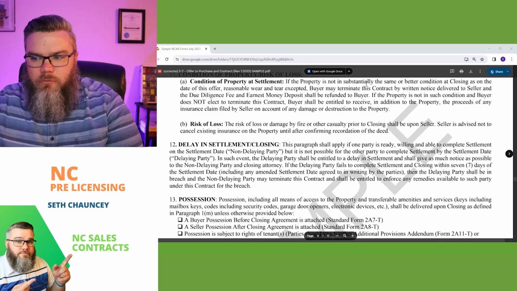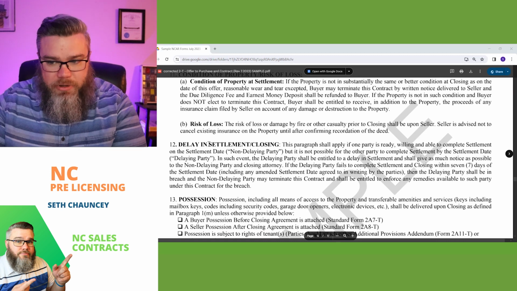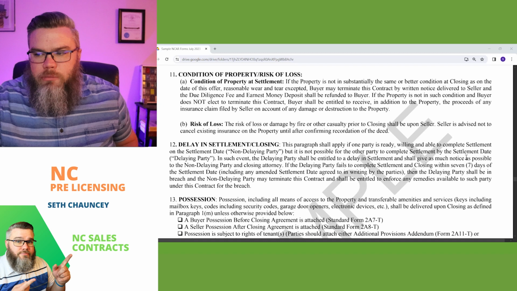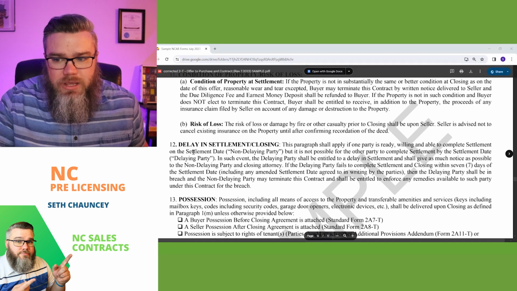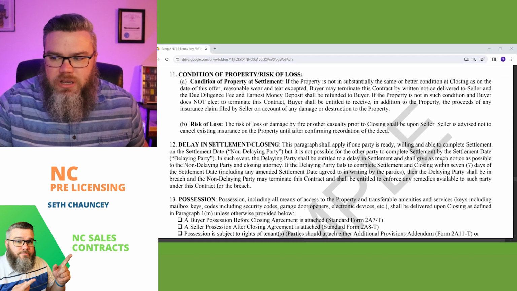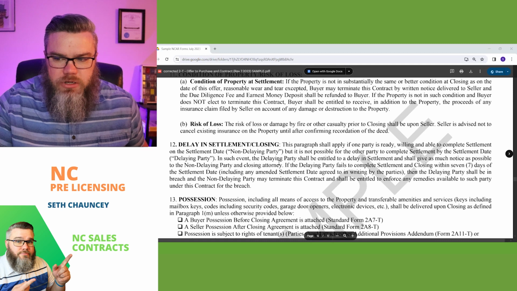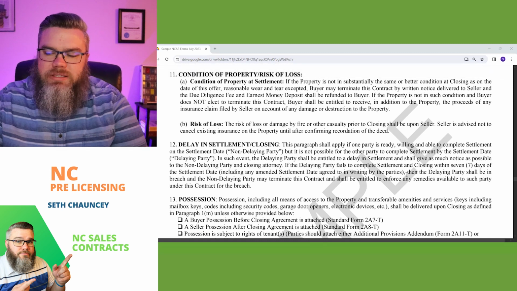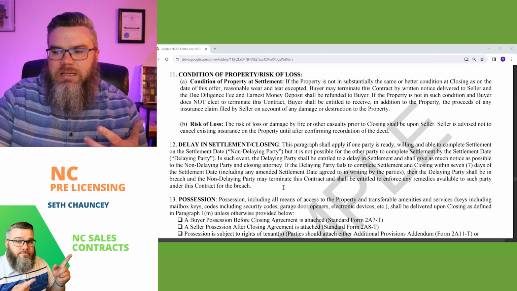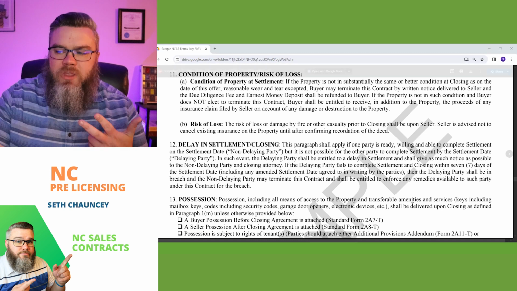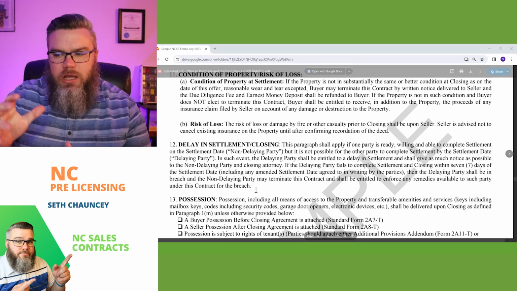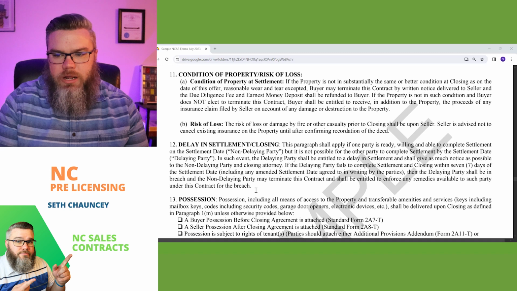So this paragraph shall apply if one party is ready, willing, and able to complete the settlement on the settlement date, called the non-delaying party, but it is not possible for the other party to complete the settlement by the settlement date. We call that person the delaying party. In such event, the delaying party shall be entitled to a delay in settlement and shall give as much notice as possible to the non-delaying party and closing attorney. If the delaying party fails to complete settlement and closing within 7 days of the settlement date, including any amended settlement date agreed to in writing by the parties, then the delaying party shall be in breach, and the non-delaying party may terminate this contract and shall be entitled to enforce any remedies available to such party under this contract for the breach.